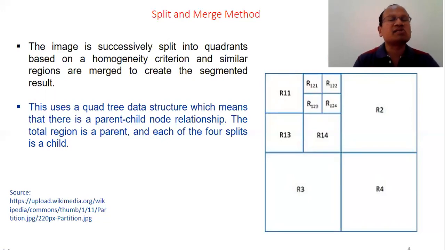What we do in split and merge, we split the image successively into a number of small regions. Of course, we will again check some homogeneity criterion, and based on that we will split the similar regions. Once the split is over and there is no more split possible, merging starts. So there are criteria for split as well as merge.